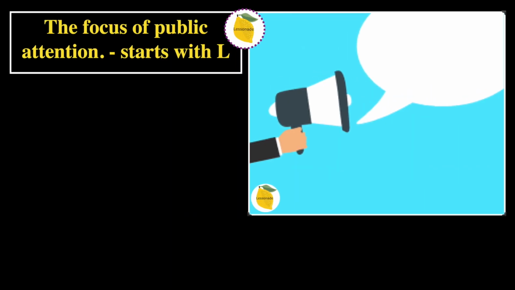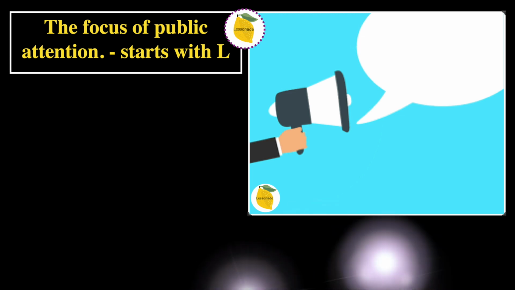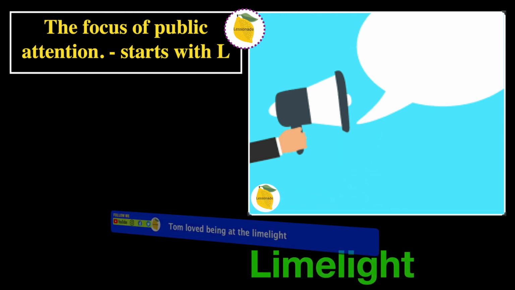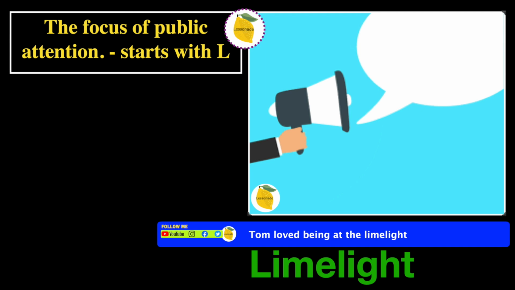The focus of public attention starts with L. In this picture, we can see someone speaking through a microphone, and so therefore, they're obviously going to get attention when they speak through a microphone. So this means the word will be limelight. And the sentence for this word is, Tom loved being at the limelight.